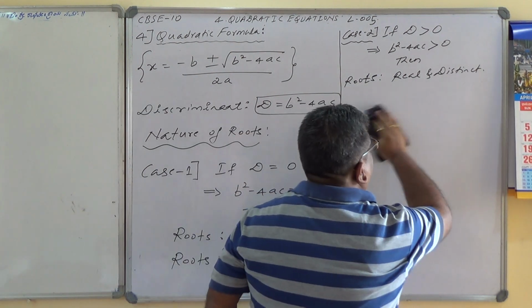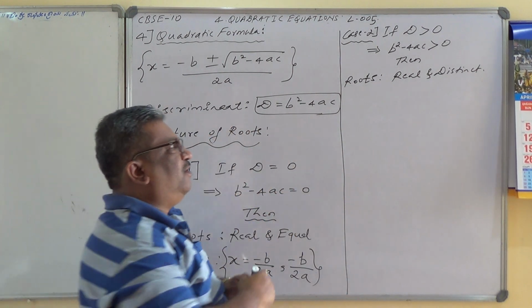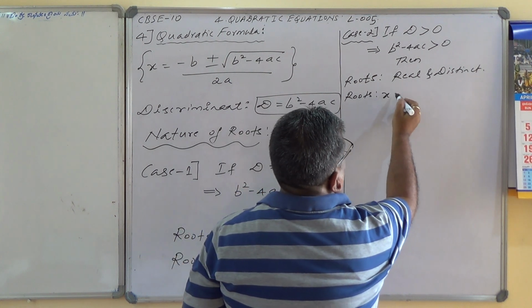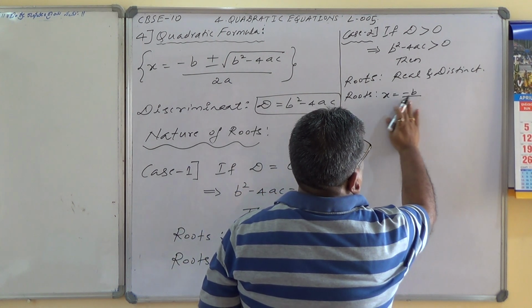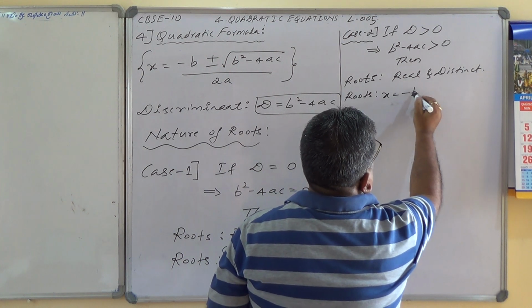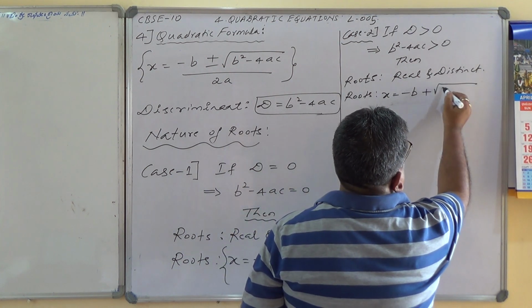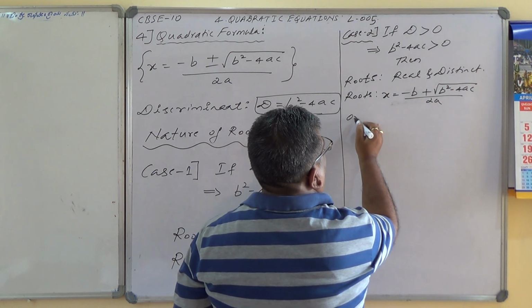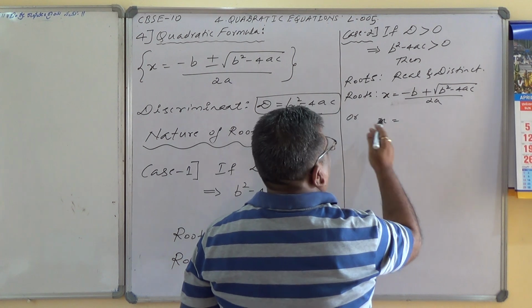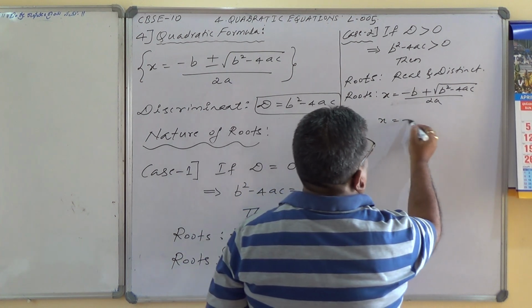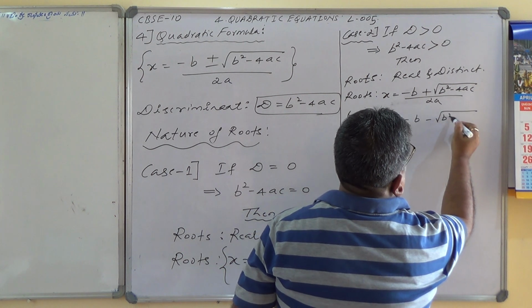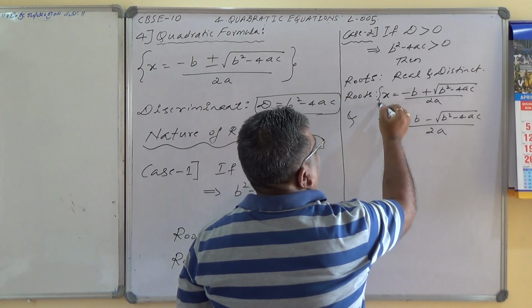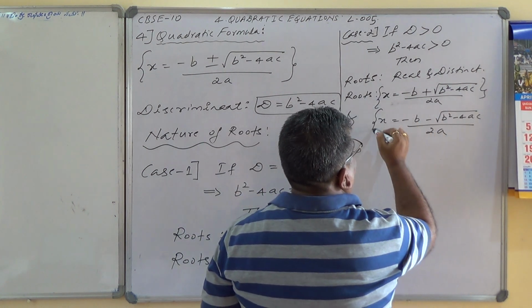In this case, how do you find the roots here? Roots are given by x equals minus b plus under root of b square minus 4ac, divided by 2a, and x equals minus b minus under root of b square minus 4ac, divided by 2a. So these are the two roots for x.